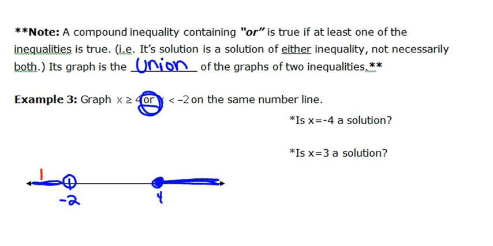-4 is going to be somewhere over here. Since that includes one of my inequalities, where the line is, this is a yes. Is x equals 3 a solution? Well, x equals 3 is somewhere right around here. Well, x equals 3 doesn't touch either of my graphs, so this is a no.